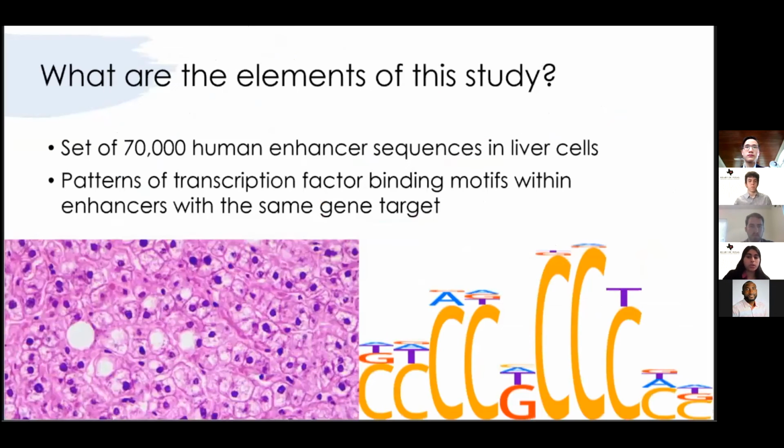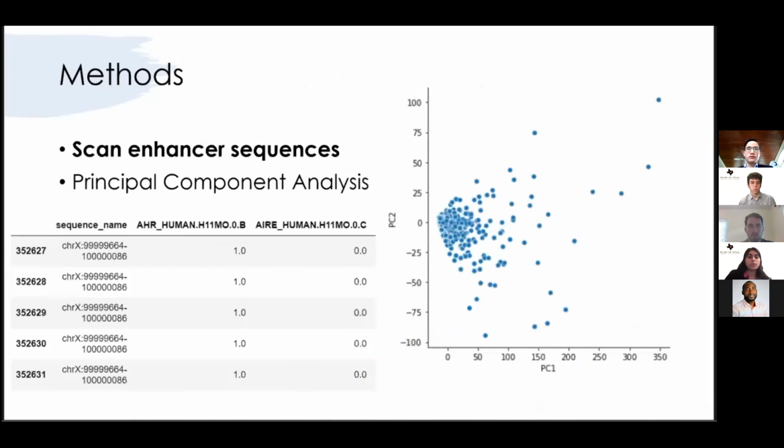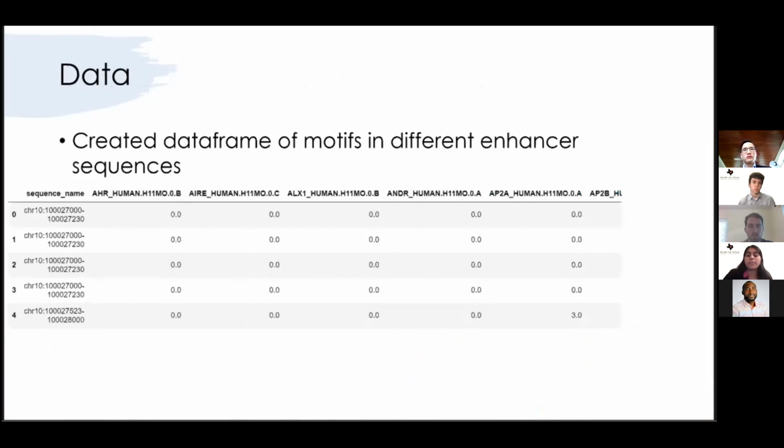So in our research, we are analyzing a set of 70,000 human enhancer sequences in liver cells with predicted gene targets to find evidence of redundant enhancers. We are looking at similarity of patterns of transcription factor binding motifs within enhancers within the same target gene. We used 2 methods. One of the first methods we used was scanning enhancer sequences and putting them in a data frame. We created a data frame of all the motifs present in different enhancer sequences, and we found over 400 different motifs and over 70,000 enhancer sequences.